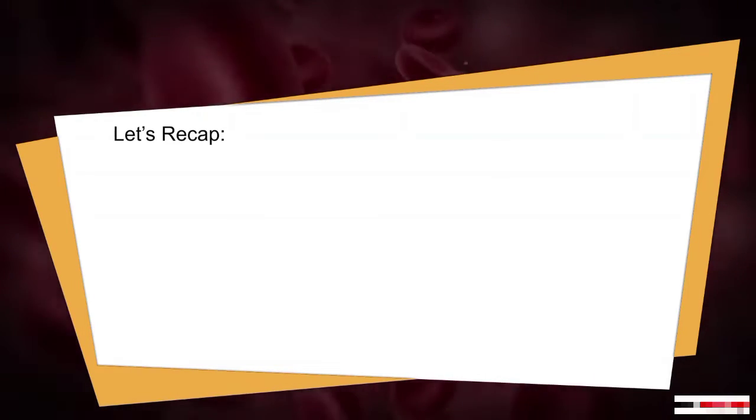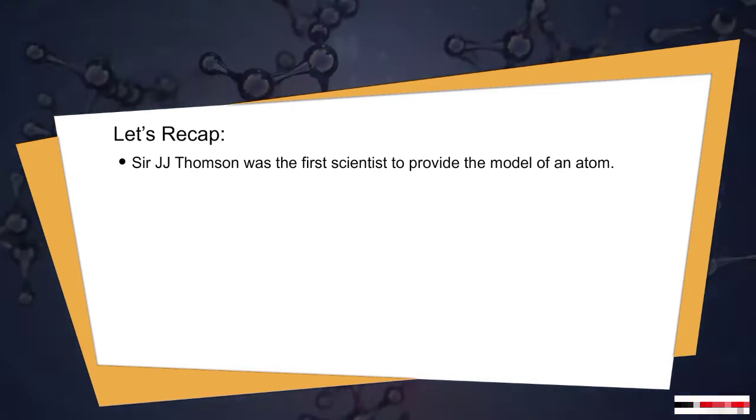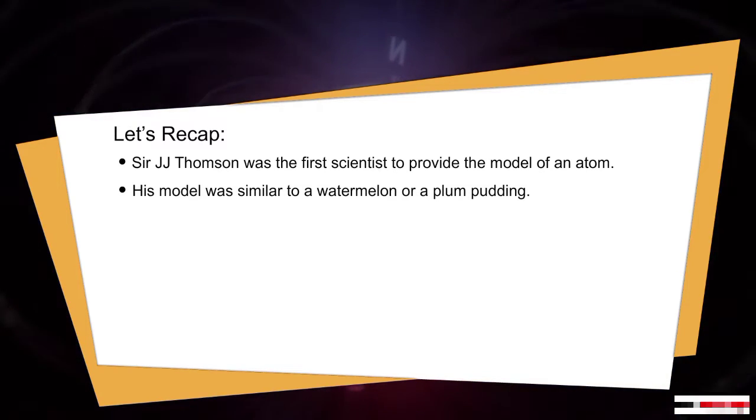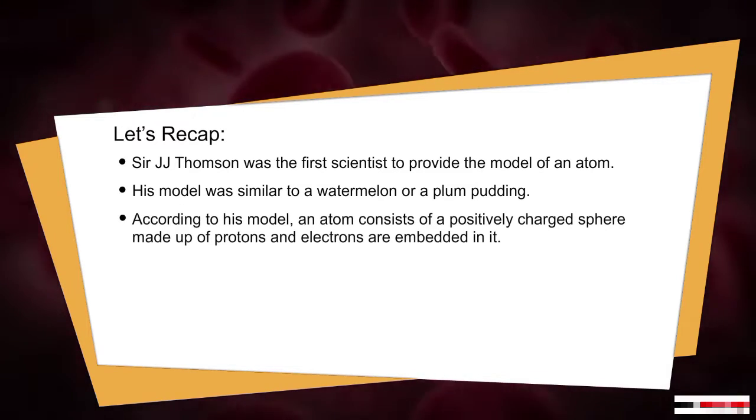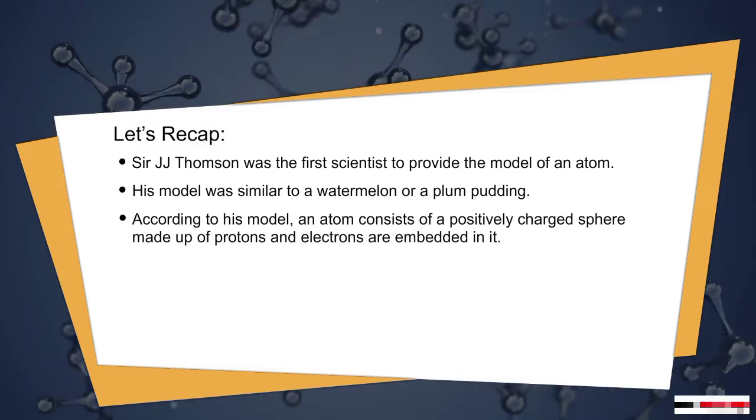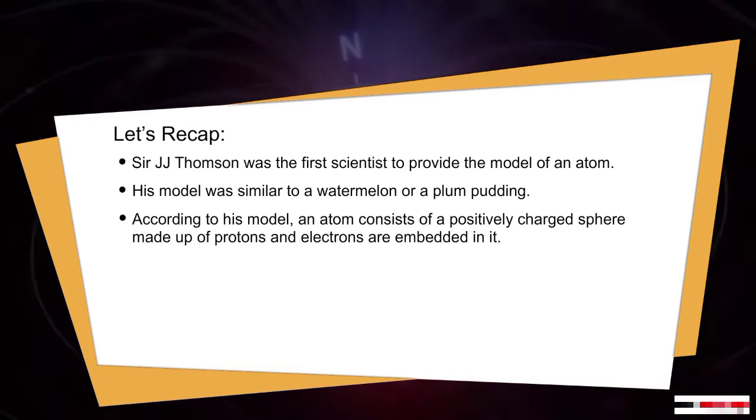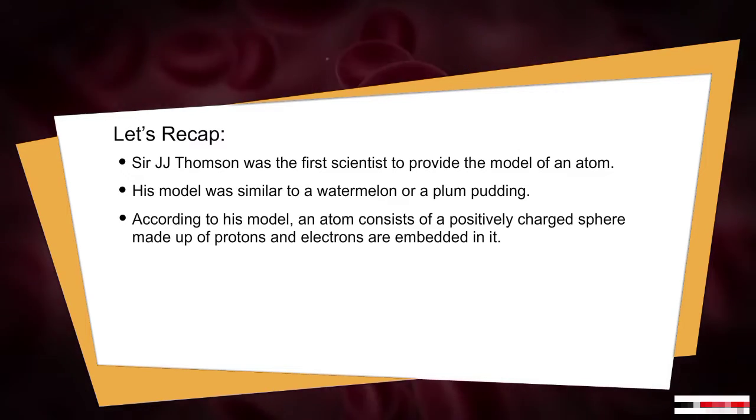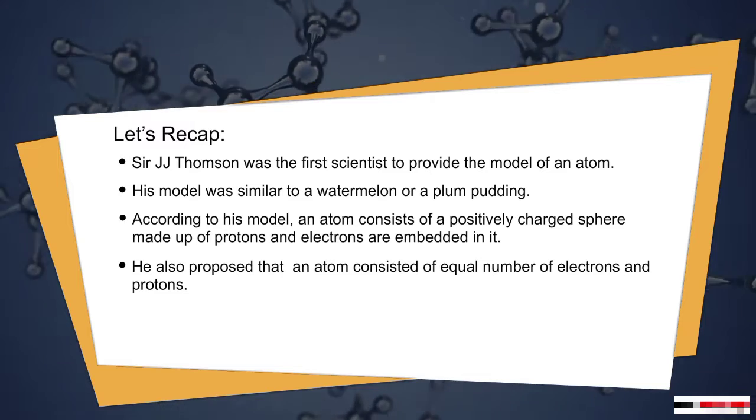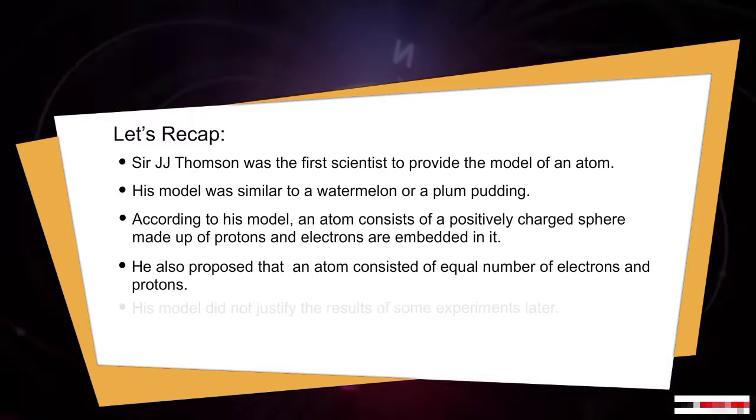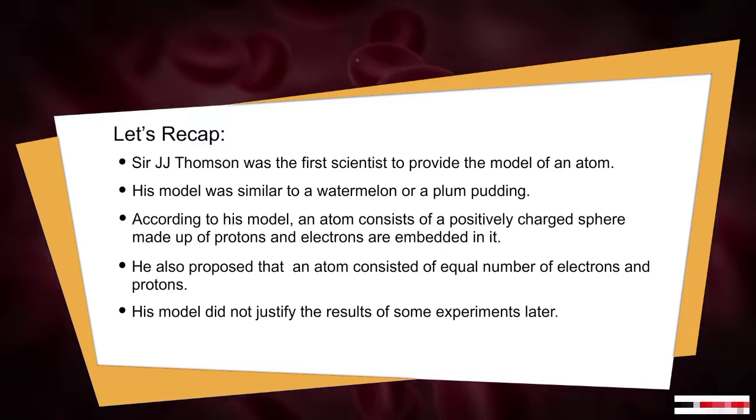Let's recap. J.J. Thomson was the first scientist to provide a model of an atom. His model was similar to a watermelon, a plum pudding. According to his model, an atom consists of a positively charged sphere made up of protons, and electrons are embedded in it. He also proposed that an atom consisted of an equal number of electrons and protons. His model did not justify the results of some experiments later.